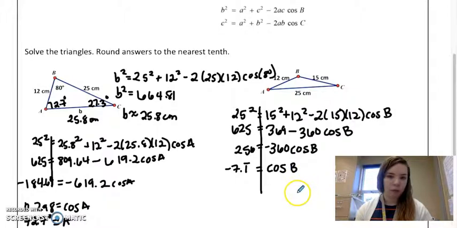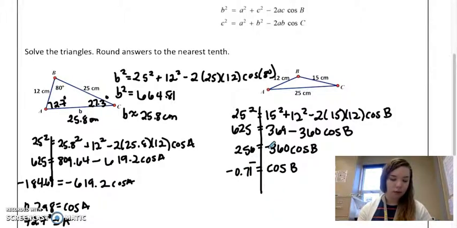Oh, not 7.1, 0.71 with the 1 repeating. All right, and then I take the inverse cosine of that, and I get 135.3. Okay, so that's this angle.